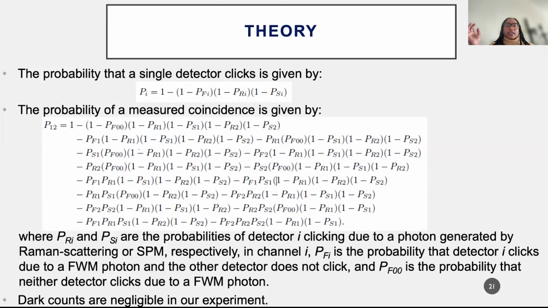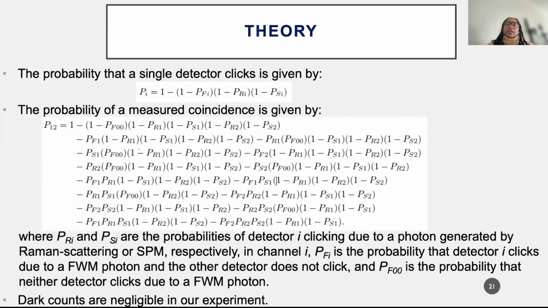P_Ri and P_Si are the probabilities of a photon generated via Raman scattering and self-phase modulation, respectively. And P_Fi is the probability of a detector clicking due to the presence of a four-wave mixing photon, and the other detector does not. And then P_F0 is the probability that neither detector clicks due to the four-wave mixing photon. So the photon is detected. That's basically what the clicking symbolizes.